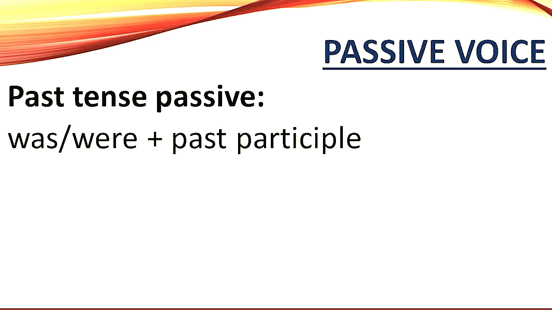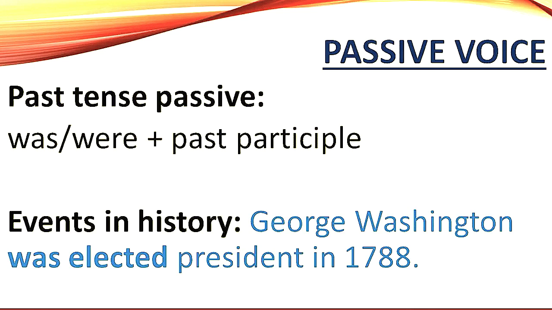To form the passive voice in the past tense, use was or were plus the past participle. We often use the passive voice in the past tense for events in history. Example, George Washington was elected president in 1788.